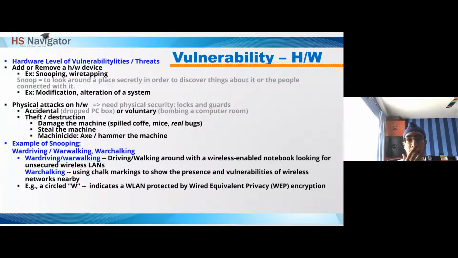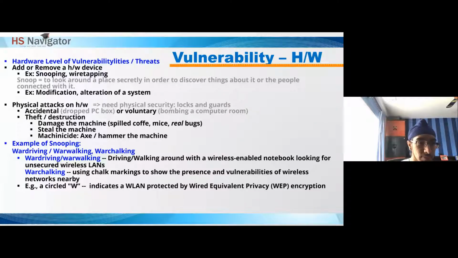So now we're going to talk about some vulnerabilities, which are some ways that people can attack you or some threats that are available on your servers. And these are hardware vulnerabilities. So one type of hardware vulnerability is adding or removing a hardware device. You can snoop, you can place secret cameras or secret devices on actual hardware. You can tap the wires of hardware to see what communications are going through.